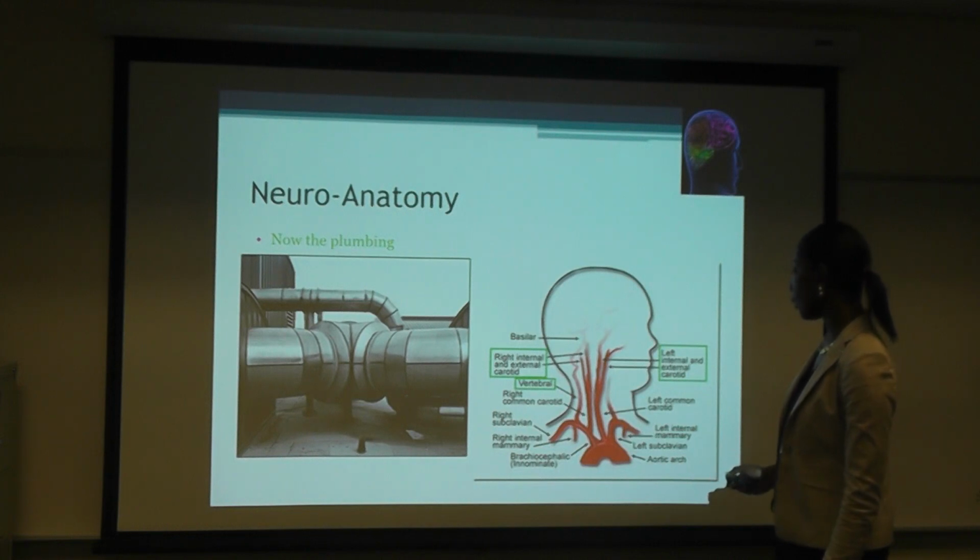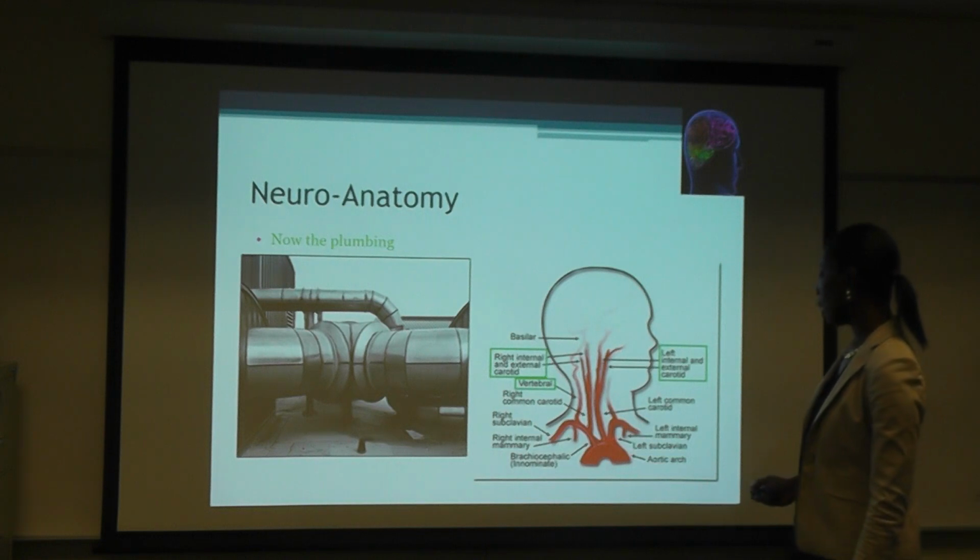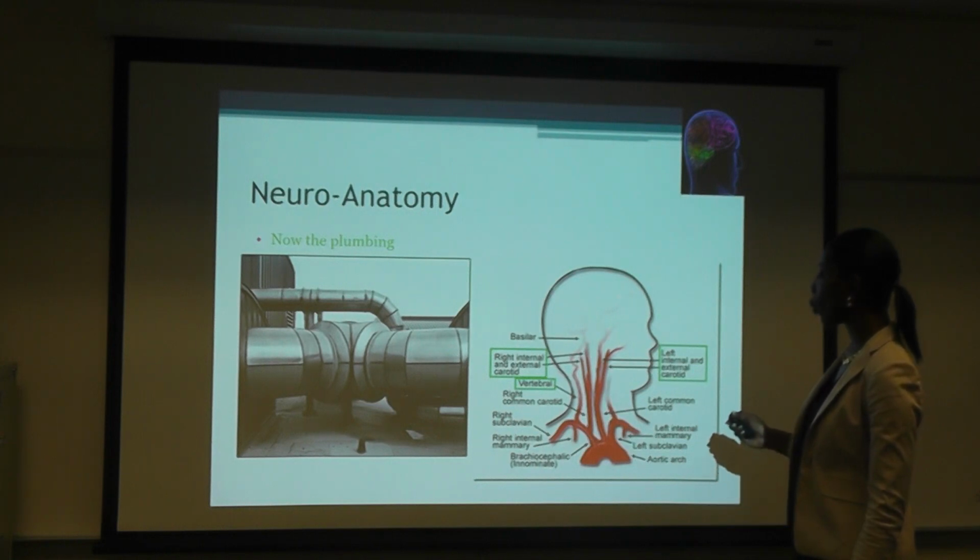Then in the front of the brain, off of the aortic arch, you have the common carotid artery that comes up and bifurcates into the internal and external carotid artery. The internal carotid artery goes up into the cranial vault and bifurcates into the MCA and the ACA, and you also have the PCOM that comes off the internal carotid artery. That's the frontal circulation. So you have front circulation and then you have back circulation.